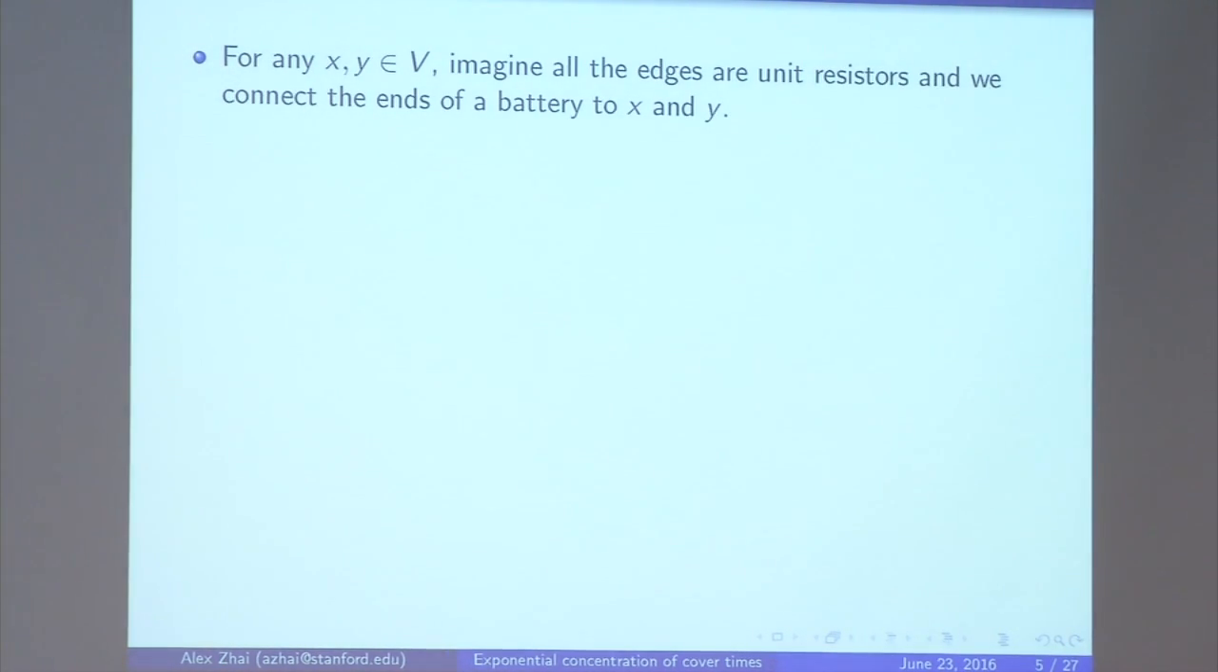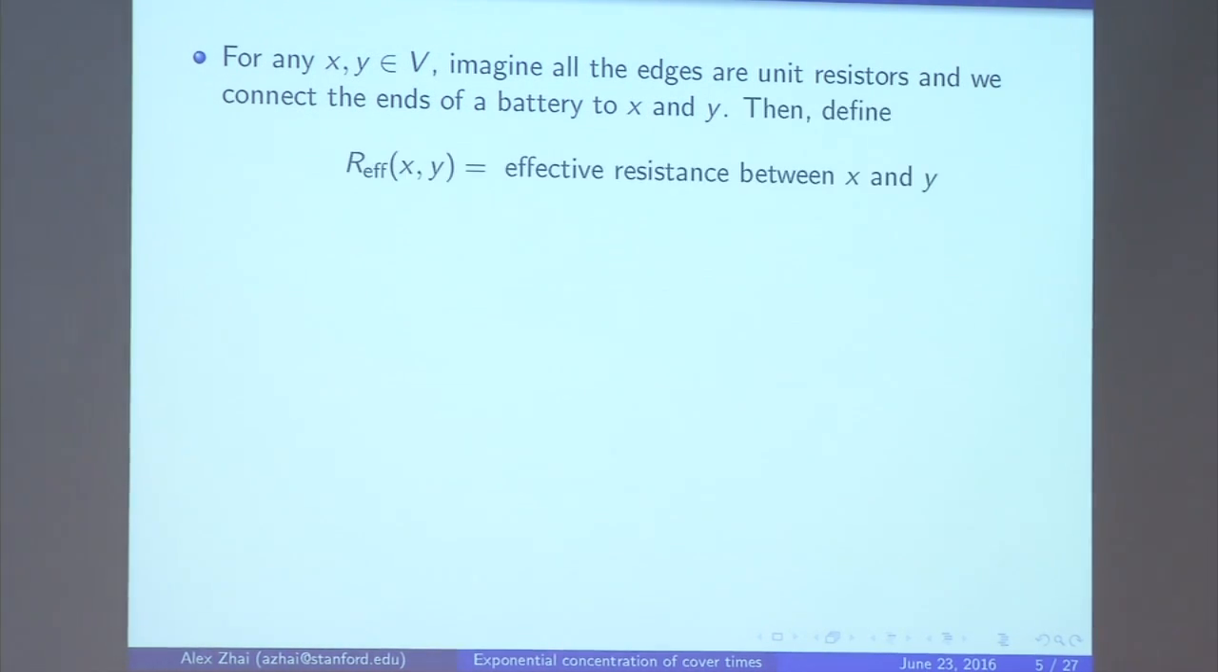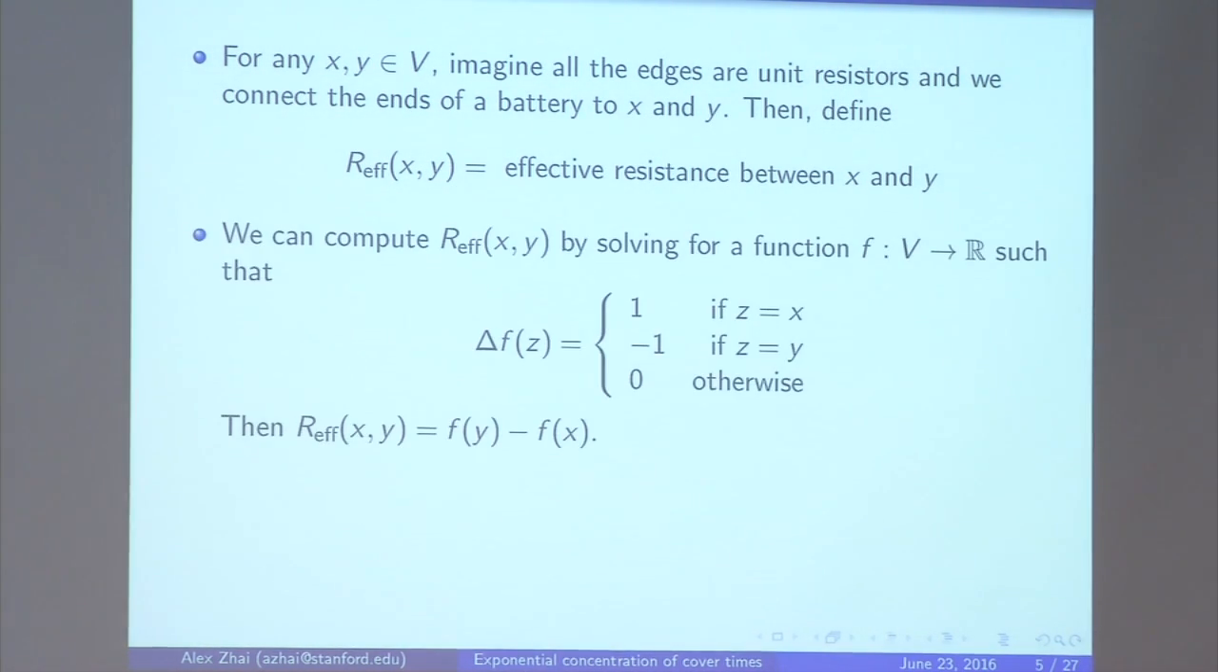Then I'm going to need to define this notion of effective resistance. If you imagine the edges of the graph are all unit resistors, then we define the effective resistance between 2 vertices to be what the physical resistance would be between them. You can think of this almost as a black box, but let me just describe quickly, as a high school physics review, how you would calculate such a thing.